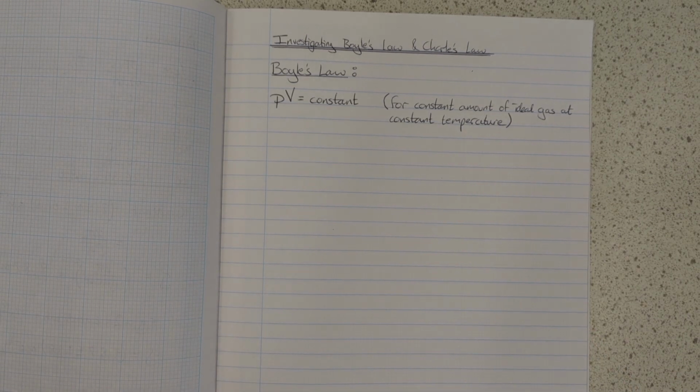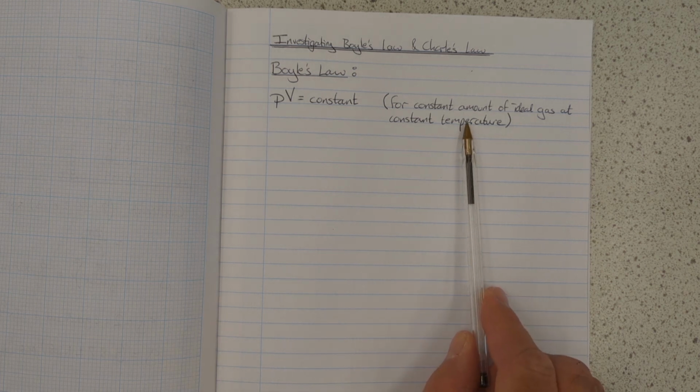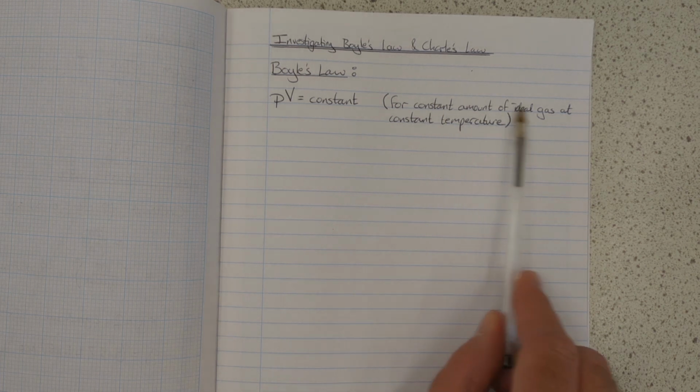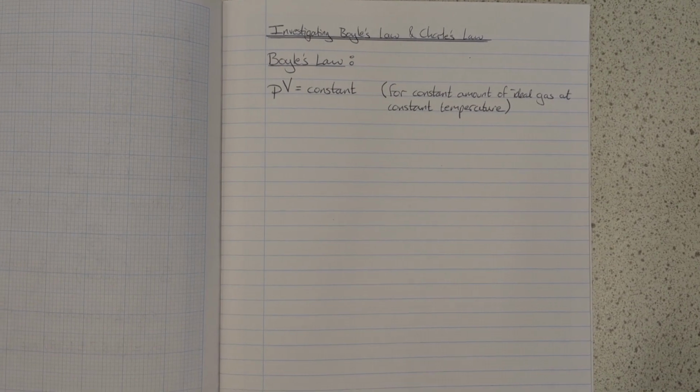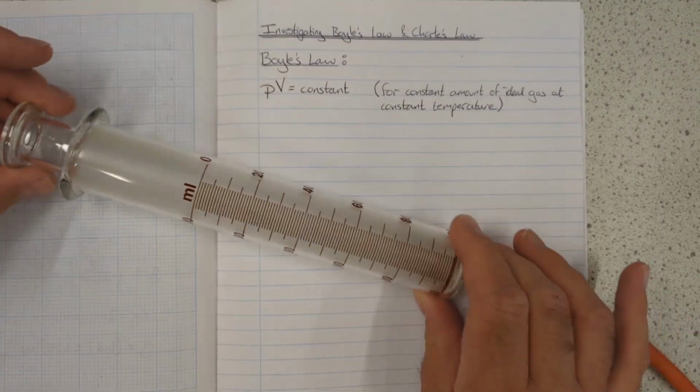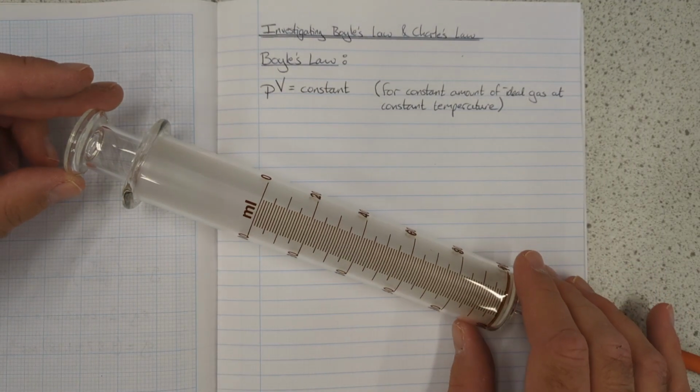And to keep that the same, we have to leave our gas to reach an equilibrium temperature after making any changes to its volume, and also the amount of gas. Now that's going to be tricky. The experiment we're going to do involves using a gas syringe, which I borrowed from the chemistry department. See, they do have a use.